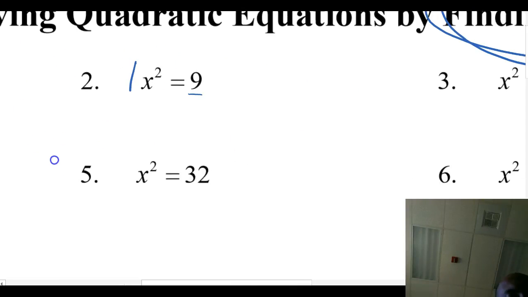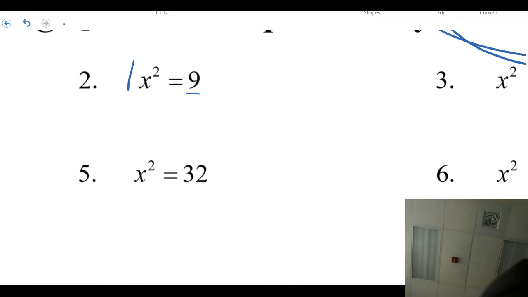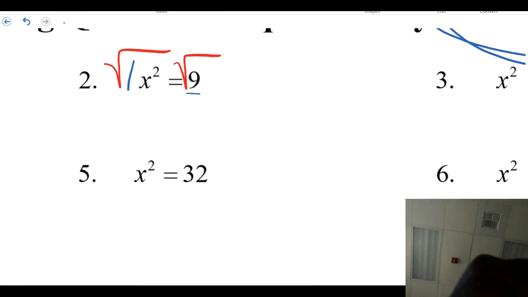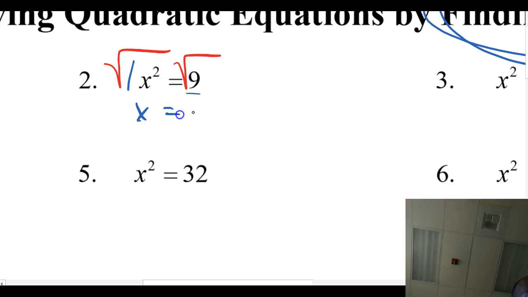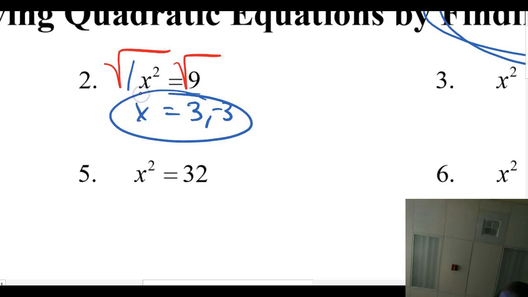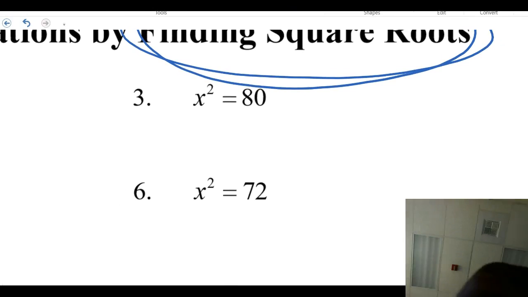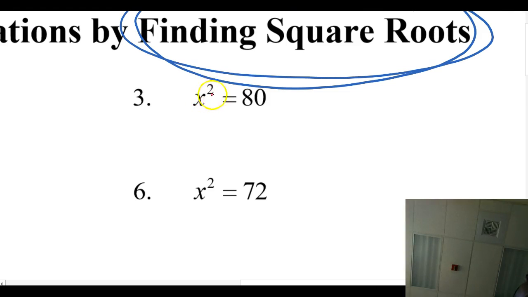To go through number 2 quickly, again, we would square root both sides. x equals the square root of 9, which is 3, but it could also be negative 3, because we want a positive answer and a negative answer. Now let's look at number 3. It's a little different, but the steps are the same. I have one term here, x squared, so I can square root both sides.